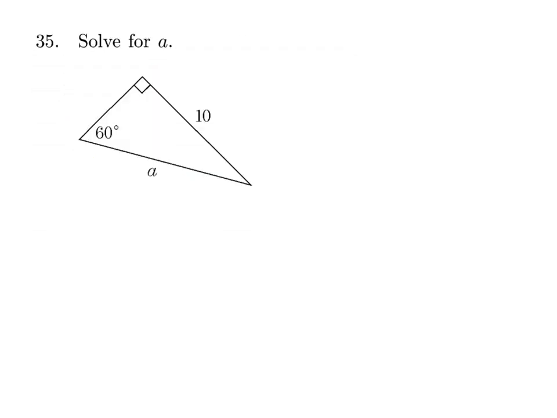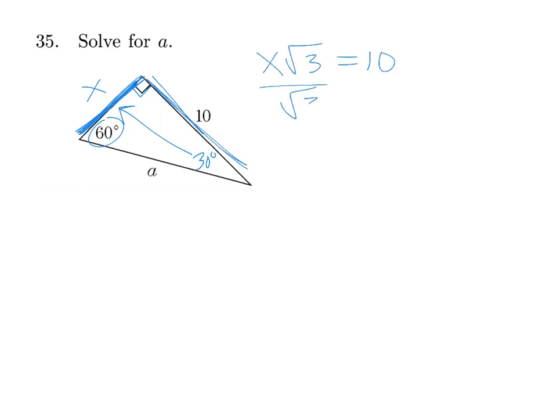Solve for A. Okay, we have a right triangle here. This is 60, so this must be 30. And this is the short leg. Everything revolves around the short leg, so I'm going to call this X. So what do you do to the short leg to get the long leg? You multiply it by square root of 3. So I need to solve for X now.